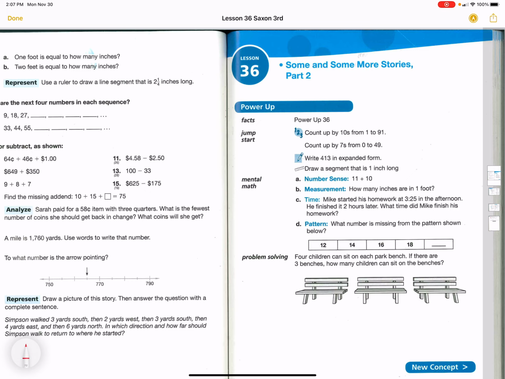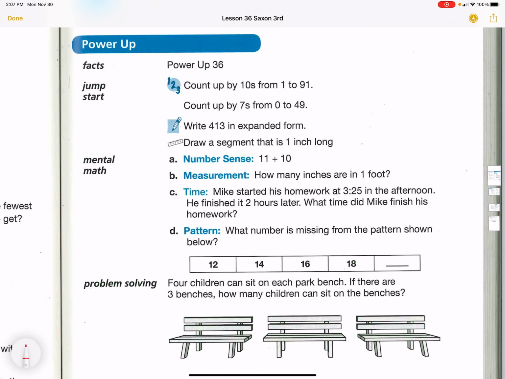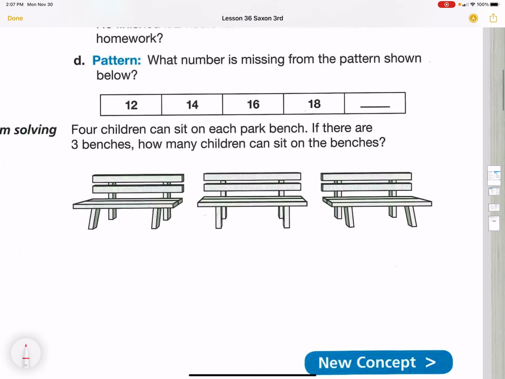If you'd like to pause the video and do some of these power up problems, you may do so. You don't have to if you've got a parent there to help you. Maybe you want to go ahead and do these things. Maybe you don't want to do them by yourself. It's totally up to you. Let's do this problem solving though.